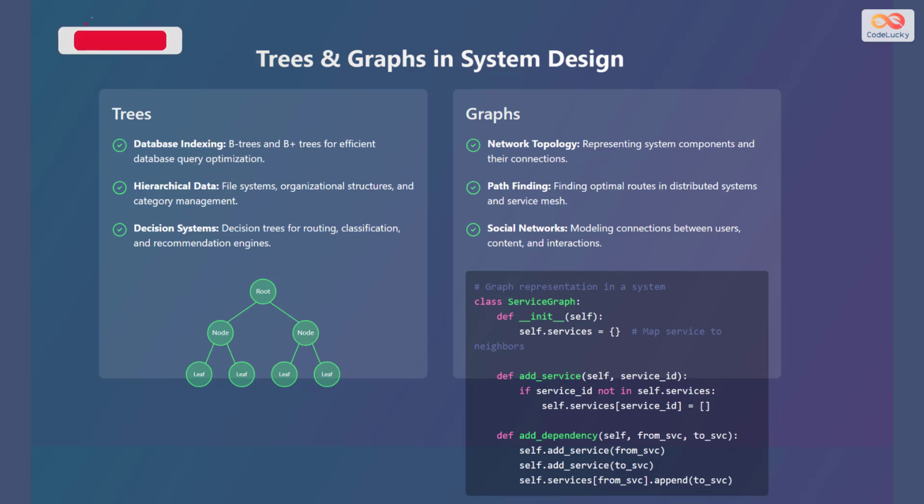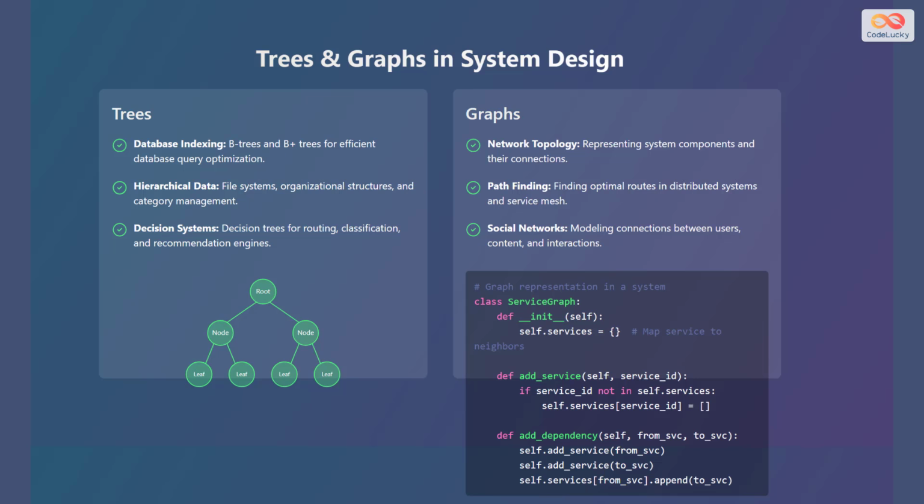Let's see how trees and graphs are used in system design. Trees are used in database indexing like B-trees and B+ trees for efficient database query optimization. Trees are useful in storing hierarchical data like in file systems, organizational structures, and category management. Trees are also useful in decision systems by creating decision trees for routing, classification, and recommendation engines. Here is a visual representation of a B-tree.